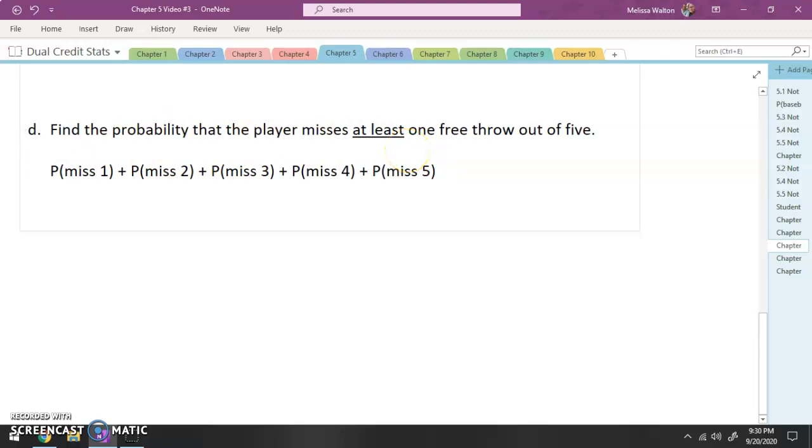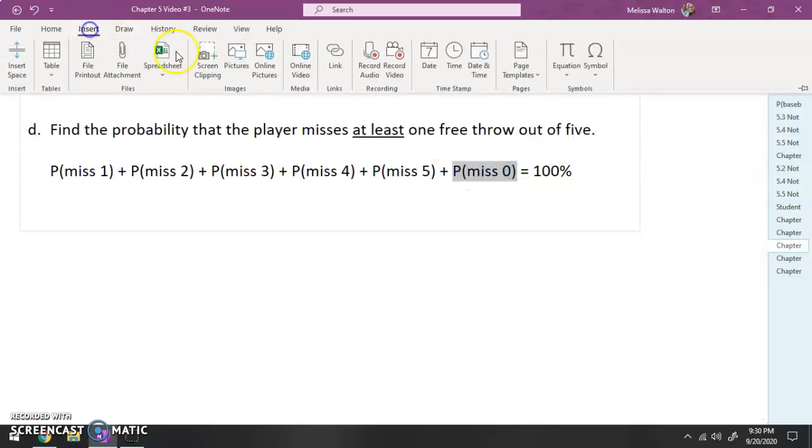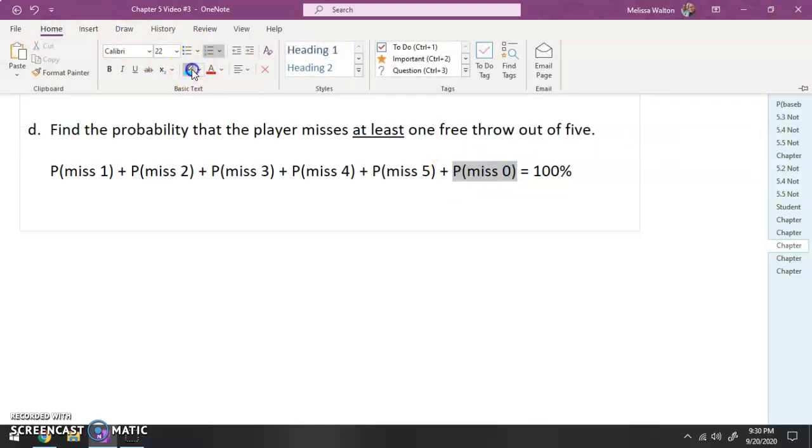But here's the shortcut. Not necessarily a shortcut, but something I want you guys to think about. Well, we have all of these different scenarios, missing 1, 2, 3, 4, and 5. Well, we only have one other possibility, right? That'd be the probability of missing 0. And I know that all of these add up to 100%. So let's use that to our advantage here. And we have already calculated this in a previous problem.